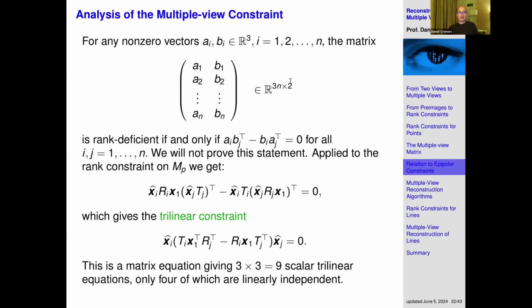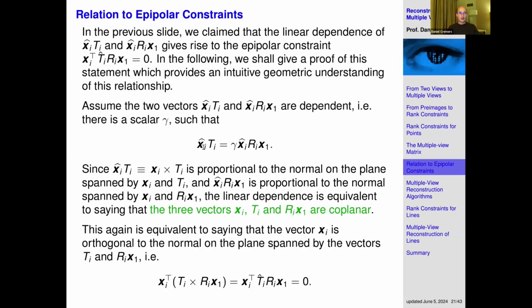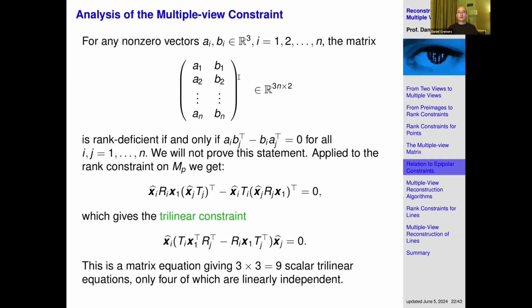But there is more information contained in this multi-view constraint, saying rank MP should be less or equal to 1, than just the epipolar constraints. And this is what we'll see here. For that, we'll make use of a result from linear algebra. It applies to any matrix with 2 column vectors, A1 through An and B1 through Bn. And the statement says that this matrix is rank deficient if and only if we have these properties: Ai Bj transpose minus Bi Aj transpose must be 0. This is a statement that we will not prove here from linear algebra, but we'll just make use of it.